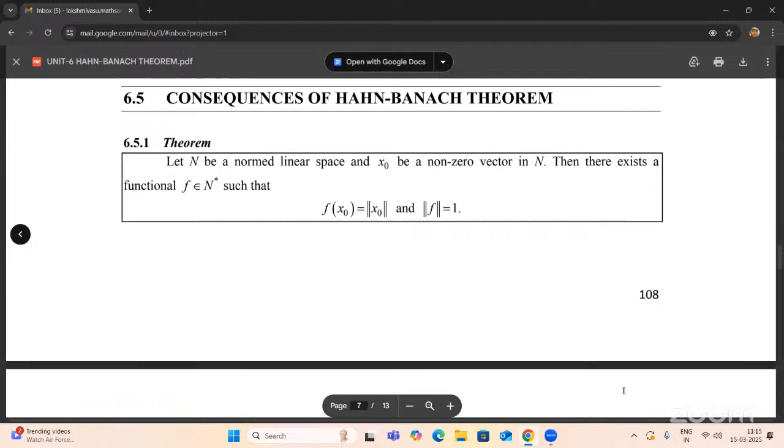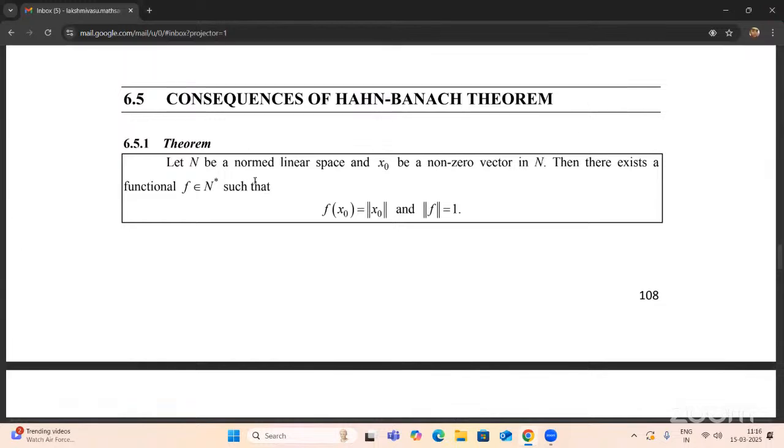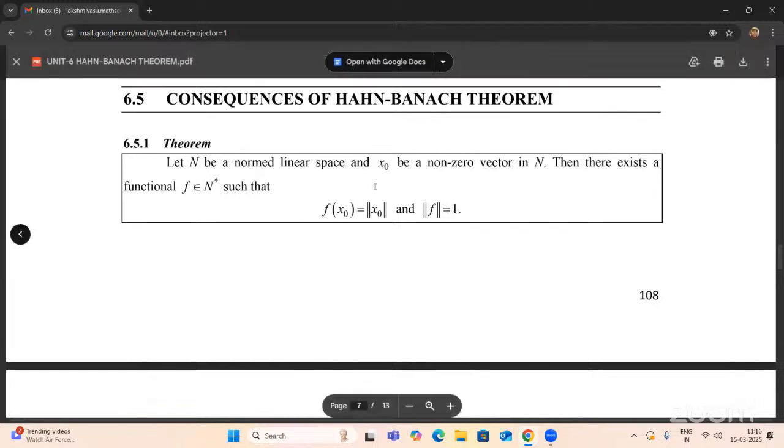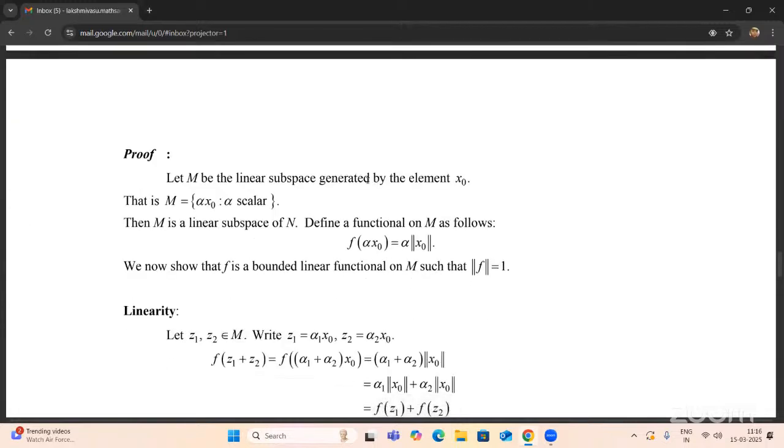Let N be a normed linear space and x naught be a non-zero vector in capital N. Then there exists a functional f belonging to N star such that f of x naught equals norm x naught and norm f equals 1. Now let us see the proof here.